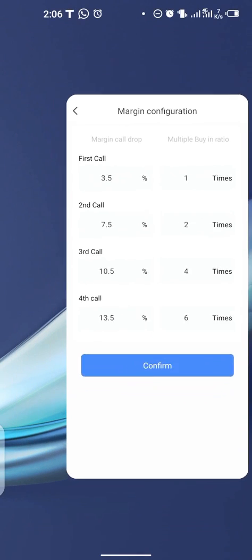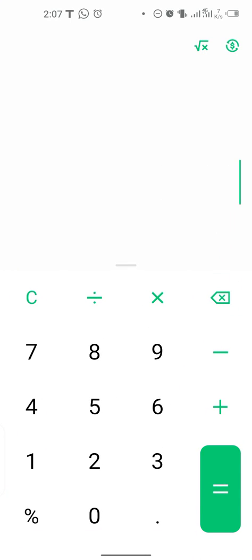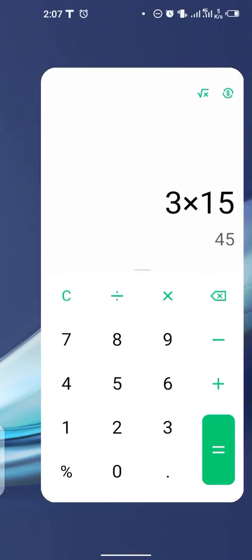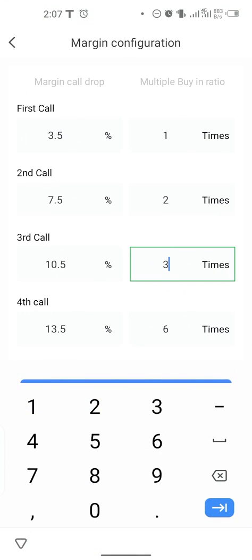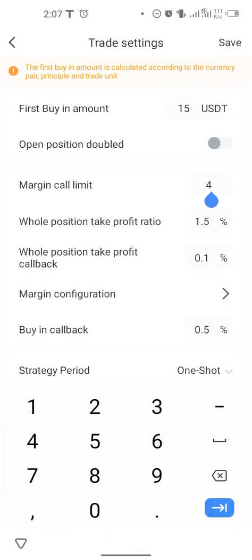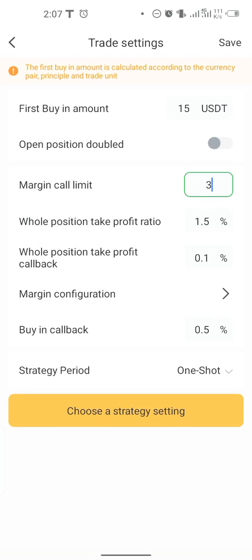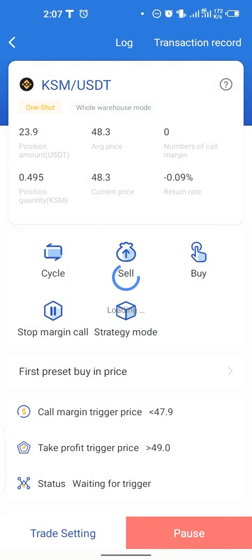Now I have 48, but then ladies and gentlemen, the main thing is to keep on increasing as the market's going down. So 3 times 15 is 45. So instead of me putting a 4 here, I'll put a 3 and I'll keep my margin calls here. I confirm. Then instead of 4, I do 3 because I want to set depending on my capital. Then I'm able to save this.